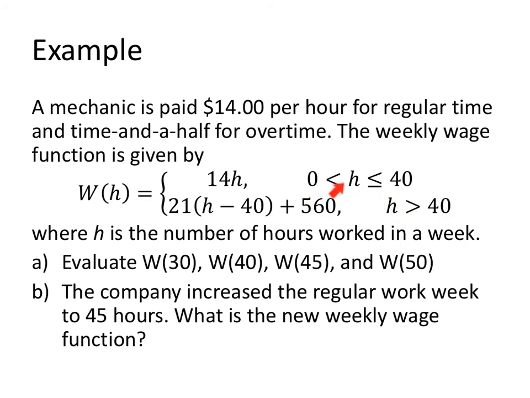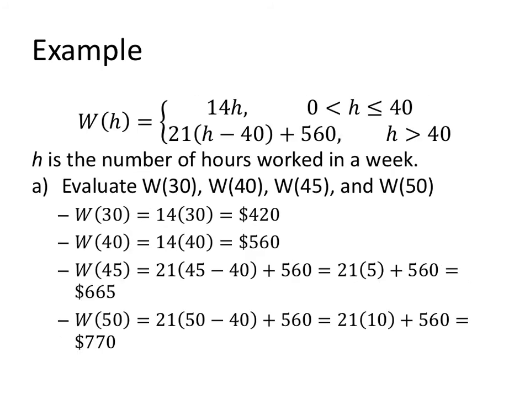Of course, we're not going to work negative hours, so that's just in there for eliminating the ridiculous. We're going to evaluate this function in 4 different locations and then look at a possible new weekly wage where overtime starts after 45 hours. First, we evaluate W of 30. I put in 30 for my h. It's in the top piece. 14 times 30, I'd make $420 before taxes.